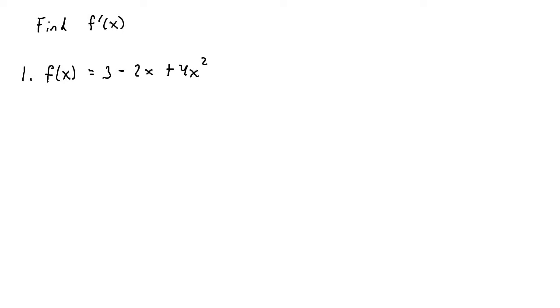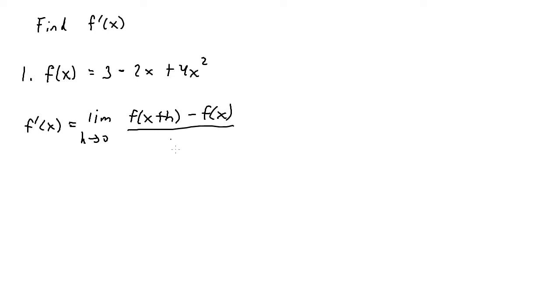So for these next set of problems, let's go ahead and find the derivative, or f prime of x, using the limit definition. So number 1, we have f of x equals 3 minus 2x plus 4x squared. So once again, the formula for the limit definition of the derivative, f prime of x, is going to be equal to the limit as h approaches 0 of f of x plus h minus f of x over h.